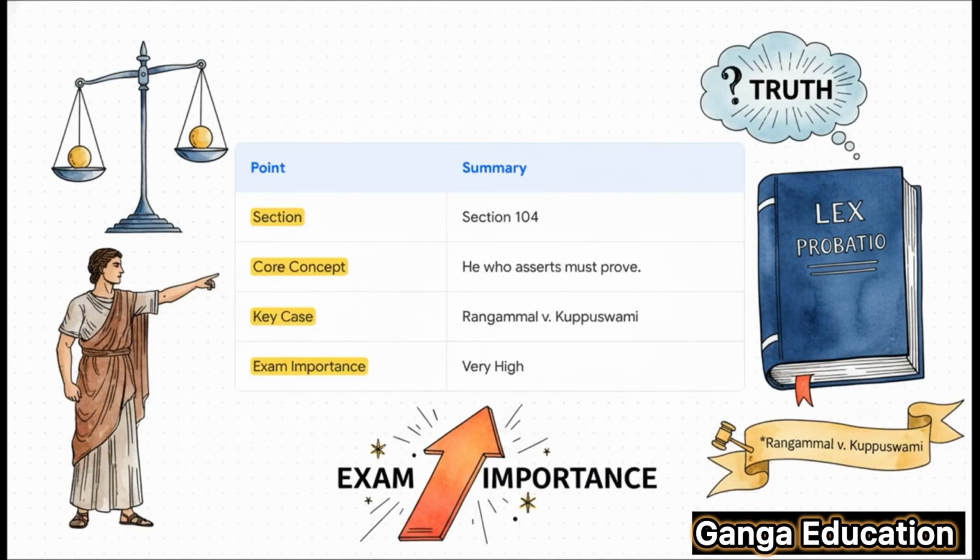So, for a quick revision of this entire topic, we can summarize it in these 3 points. First, the section number is 104. Second, the core concept is he who asserts must prove. And third, the key case is Rangamma versus Kuppuswamy, which explained the important difference between legal and evidential burden. The exam importance of this section is very high because it's a fundamental principle, without which evidence law is incomplete.